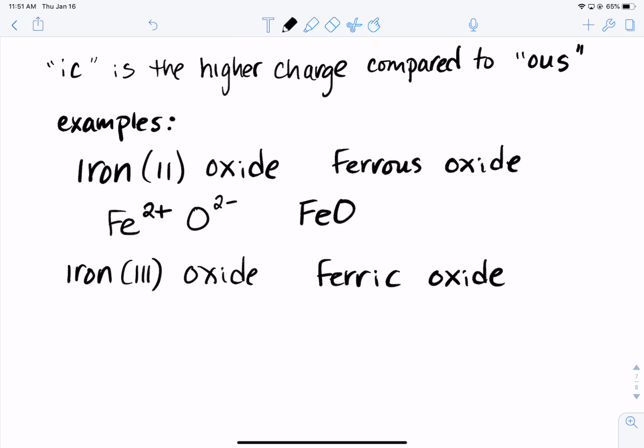But if you have iron 3 oxide, it's a +3 charge with oxygen being -2. So now you do that trick of swap and drop. You need 2 irons for every 3 oxygens, giving Fe2O3. And if you notice, 2 very different formulas, yet the name is still iron oxide, but the Roman numeral indicates which one it is. Okay? So that is how we do transition metals.